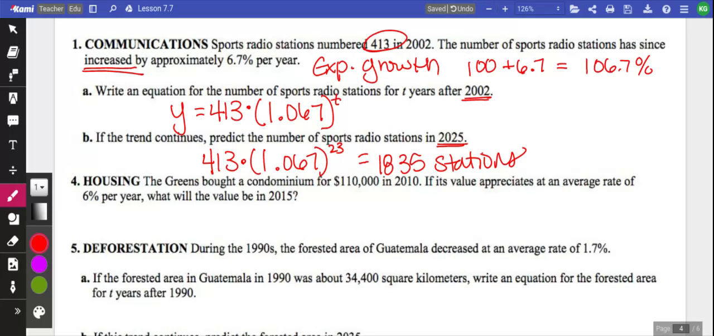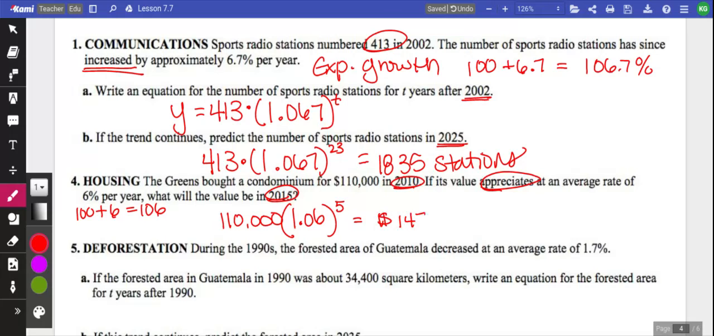The Greens bought a condominium for $110,000. That's my initial value. And we're going to appreciate, which means increasing, 6% per year. So we're going to do 100 plus 6 is 106. As a decimal, 1.06. They originally bought it in 2010 and they want to know the value in 2015, which means that 5 years have passed. That would give me a total of $147,204.81.